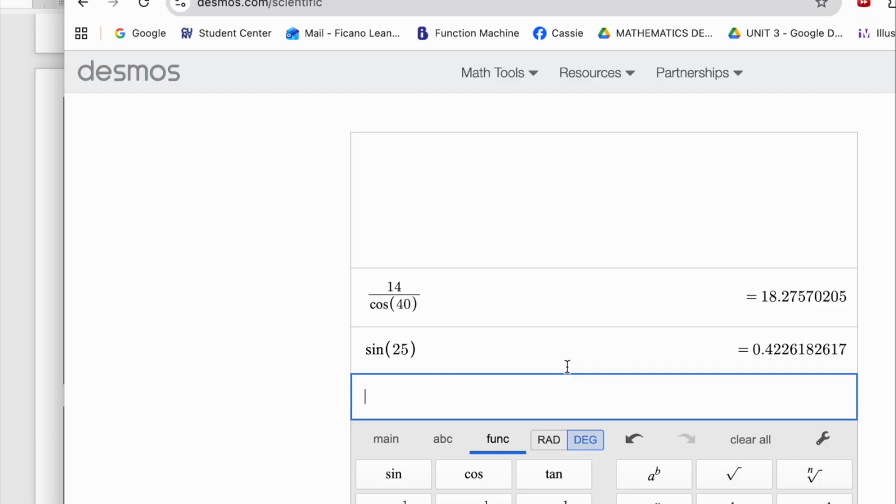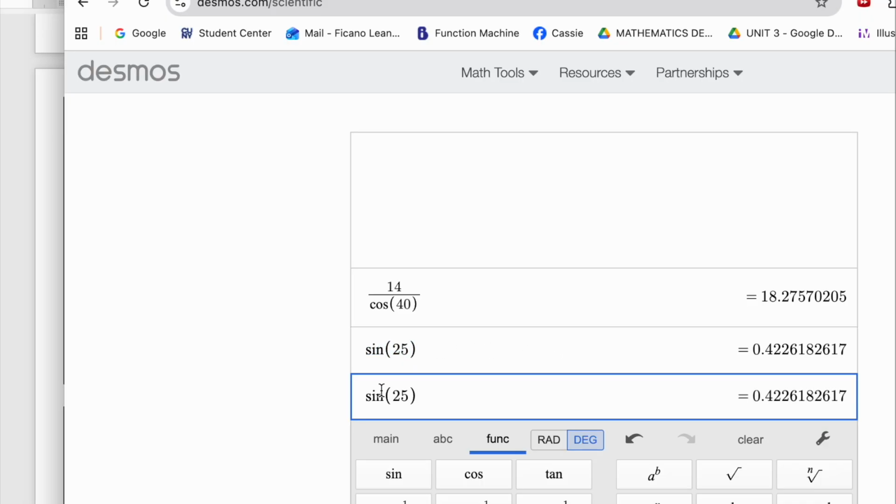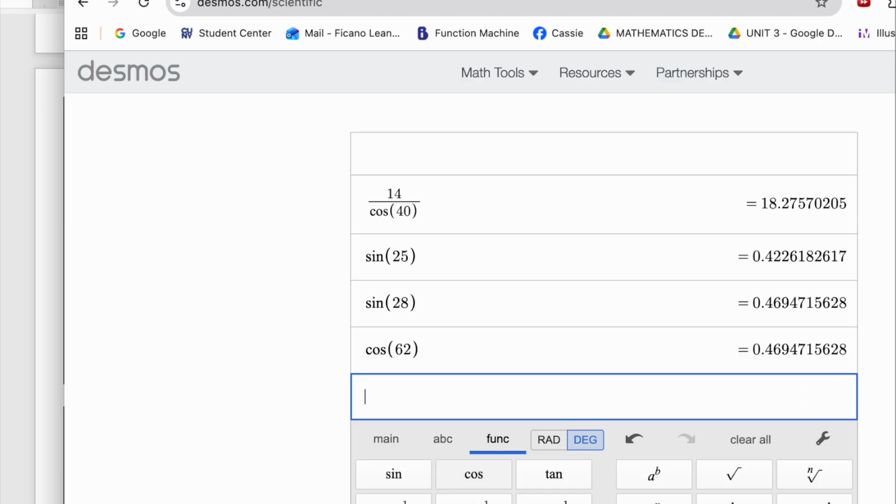Ah, that says sine 25. Hold on. And then see which equals the same thing. And if you put in cosine of 62, you will find that you get the same answer. Okay, so you could always do that if you need to.